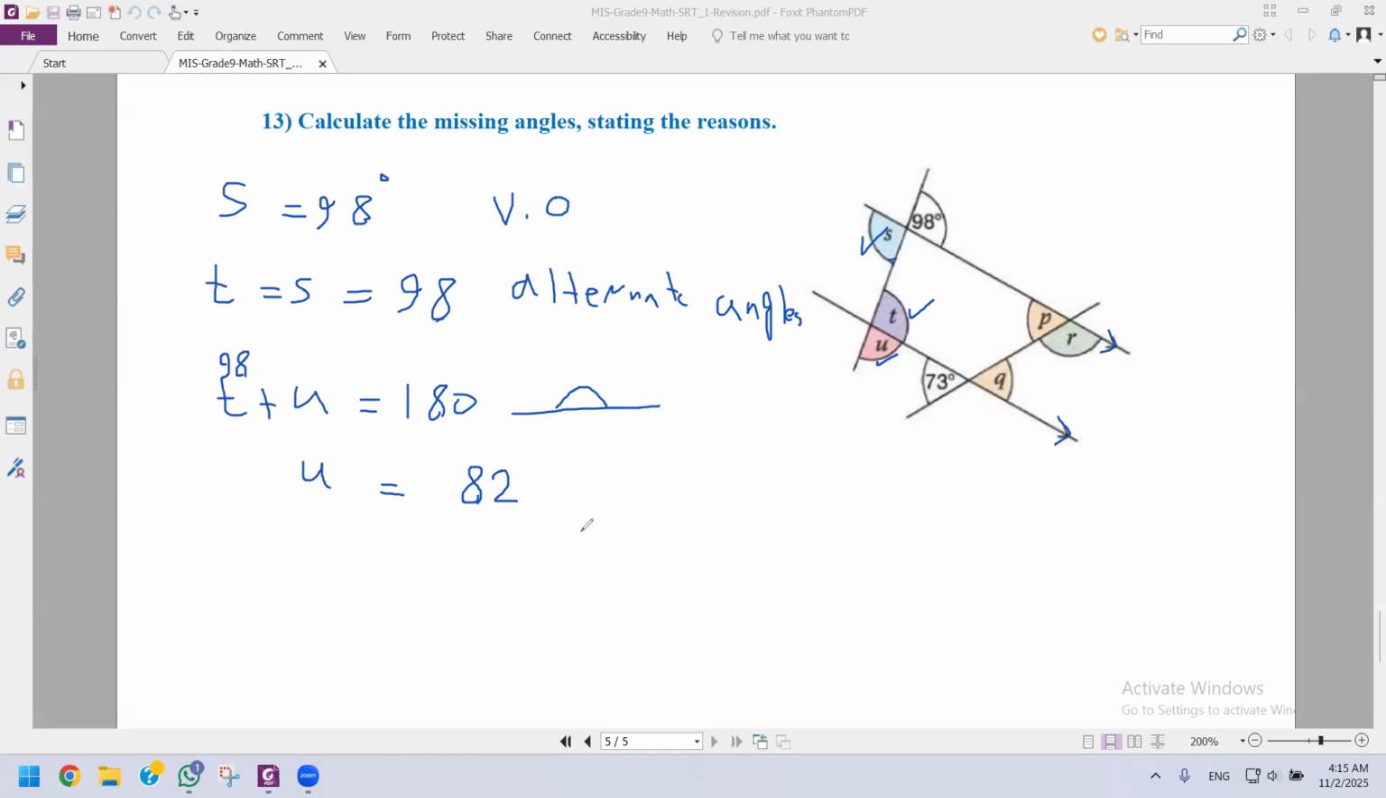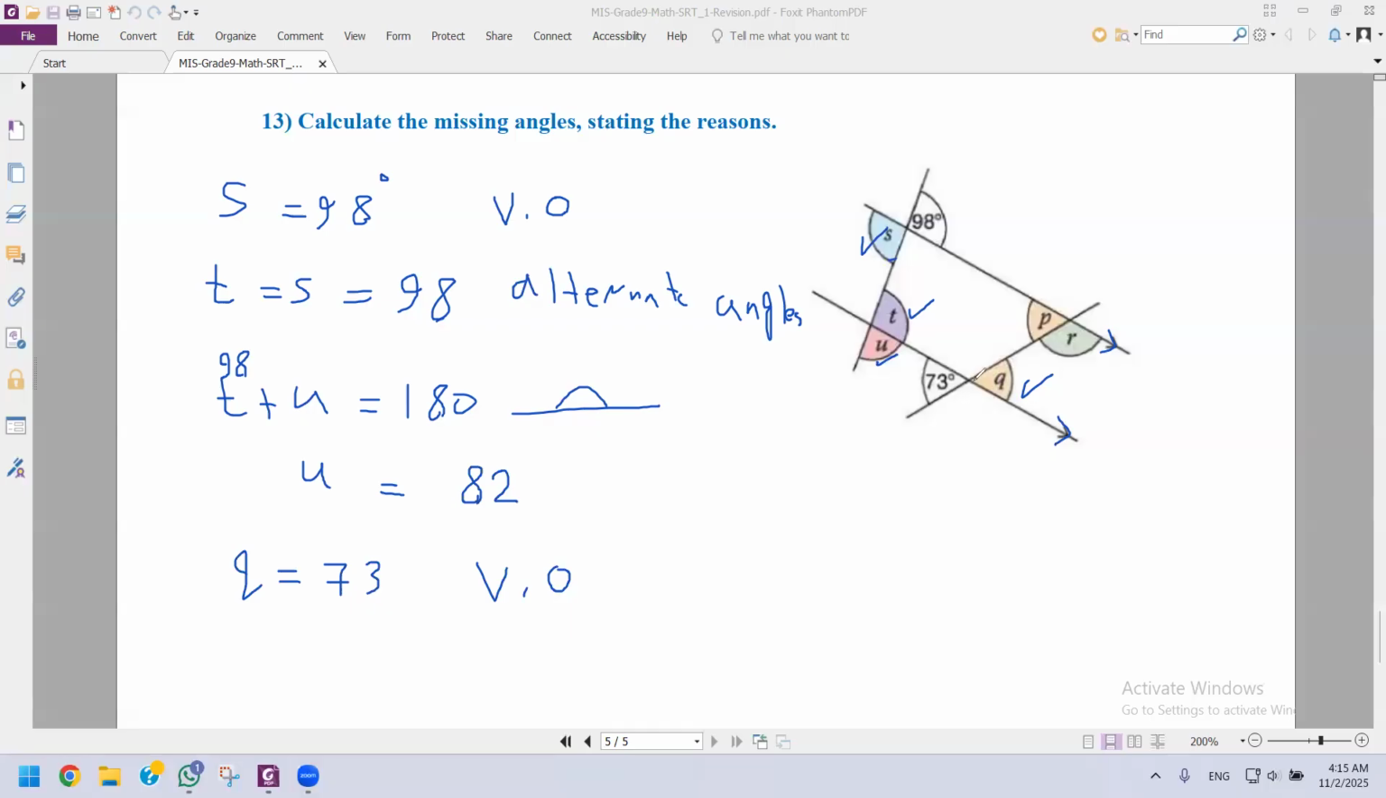So U is equal to 82. Now let's find the Q. We say that Q is equal to 73. Why? Vertically opposite, like an X shape. Now let's find R.